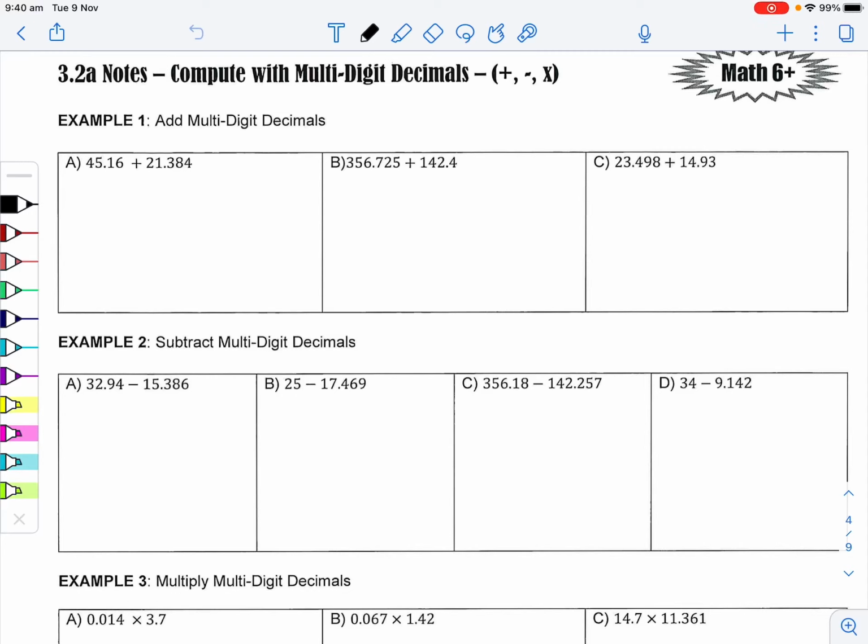Hey everyone, today we are going to be talking about operations with multi-digit decimals. So we're going to be doing addition, subtraction, and multiplication. This first video is going to be addition and subtraction, and then I'm going to do a separate video for multiplication.